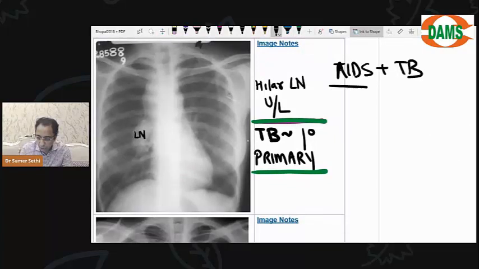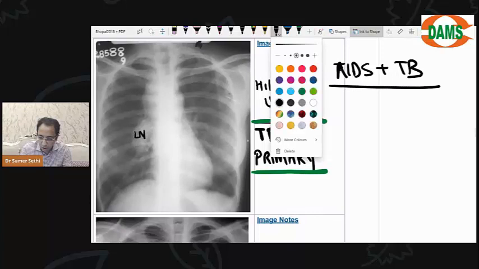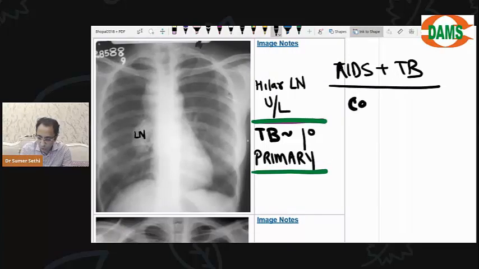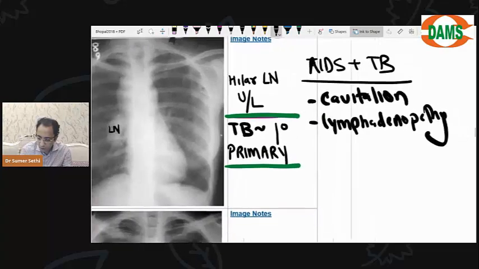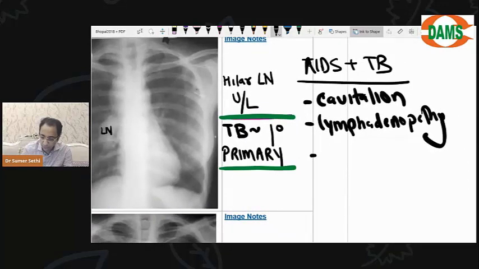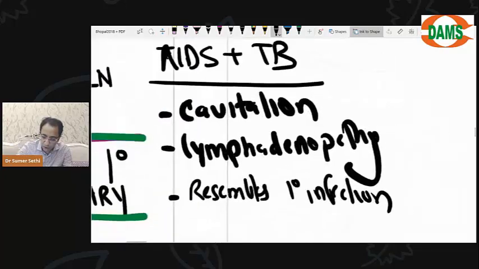develops tuberculosis, X-ray chest will show cavitation. True or false? Lymphadenopathy. True or false? Okay. Resembles primary infection. True or false?